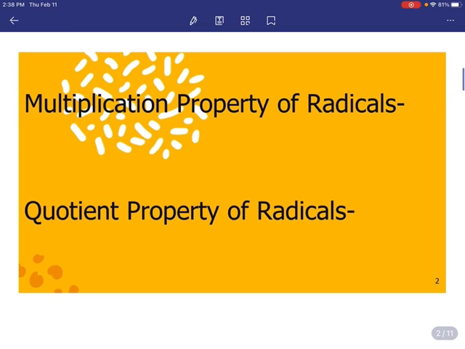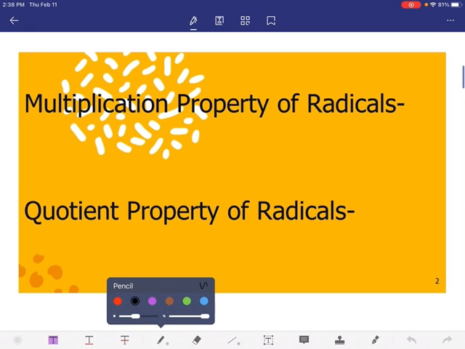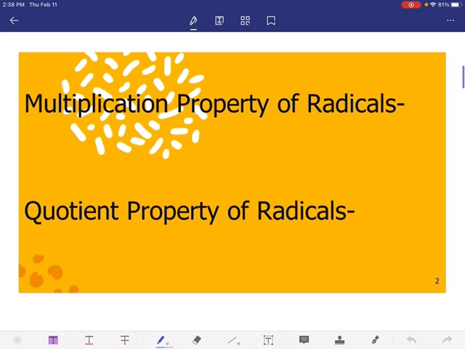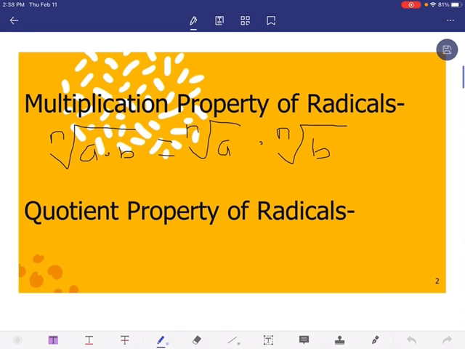Now, two properties that we're going to need to be able to use. So the first is our multiplication property of radicals. And we've really already used this property, we just didn't call it this. So what it tells us is that if I have the nth root of two things that are being multiplied together, we're allowed to break that apart into two separate radicals. And we do this because it allows us to be able to reduce.